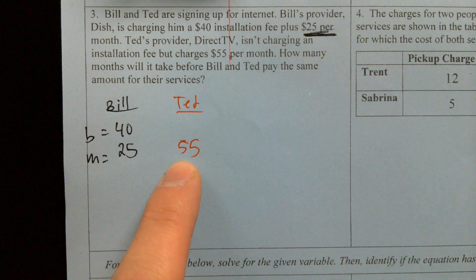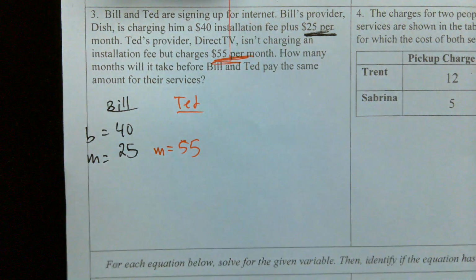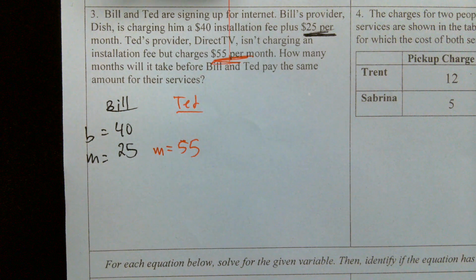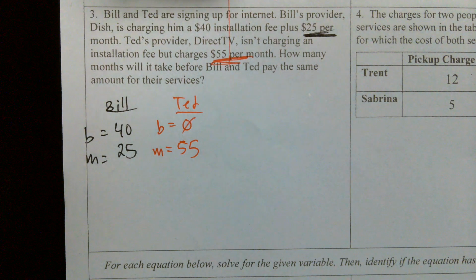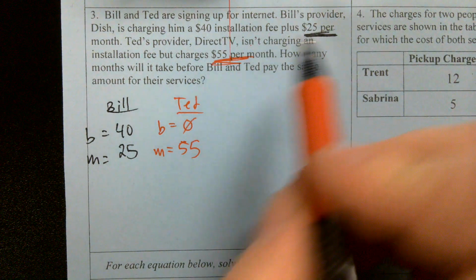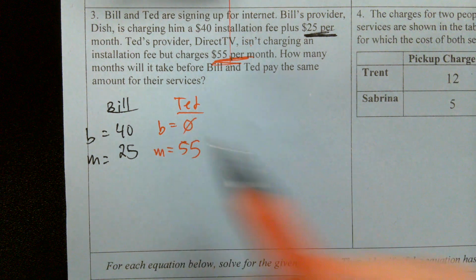Now, Ted, the only number I saw for Ted was 55. Is that my M or my B? My M, $55 again per month. So what's Ted's B equal to? Boom. DirecTV isn't charging an installation fee, so that one-time payment is $0.